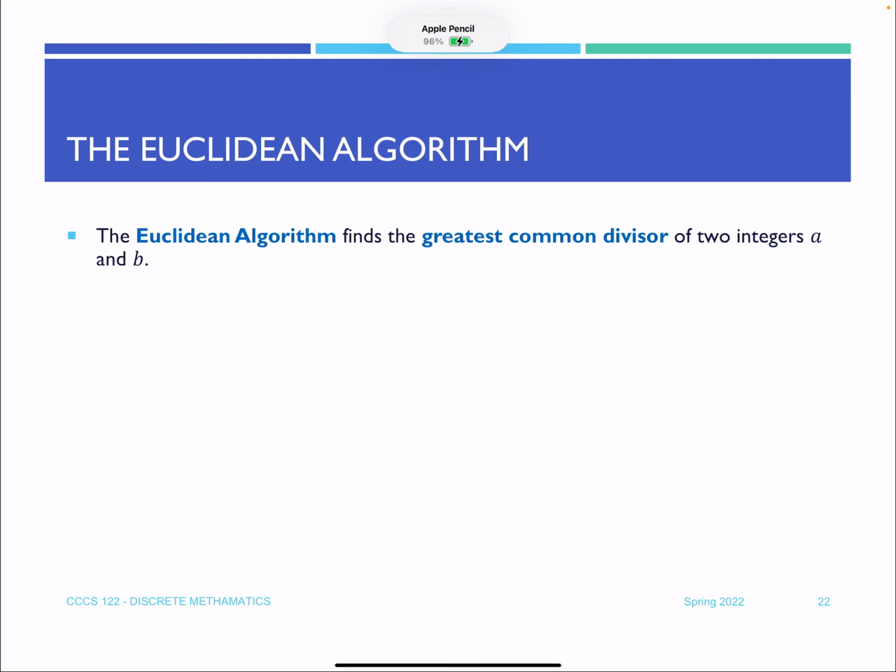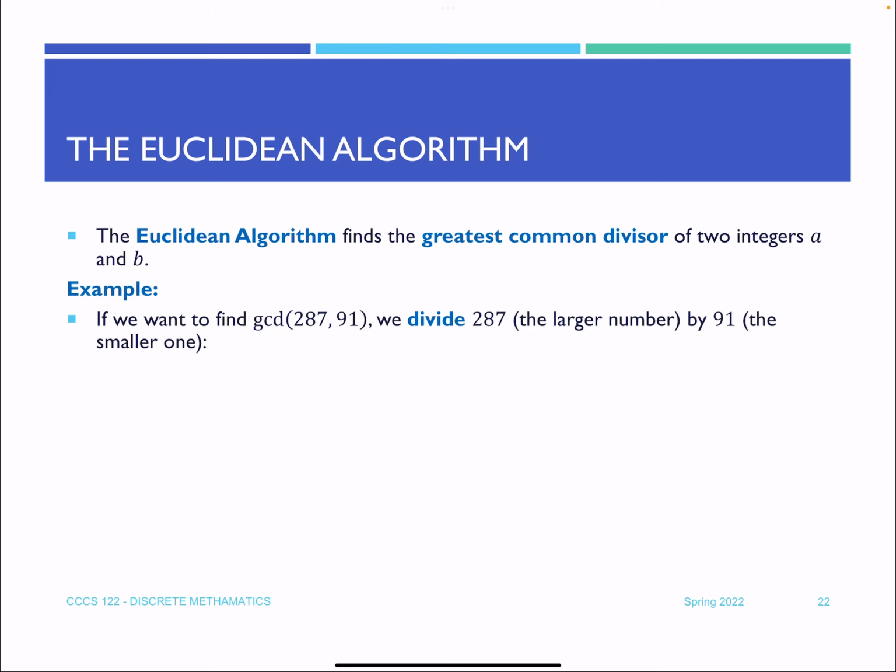Now there's an algorithm that we can use to find the greatest common divisor of two integers a and b. So we had the prime factor method, of course, and here's yet another one. If we want to find the GCD of 287 and 91, we divide 287 by 91. So divide the larger by the smaller. You do that, and you end up with a quotient and a remainder.